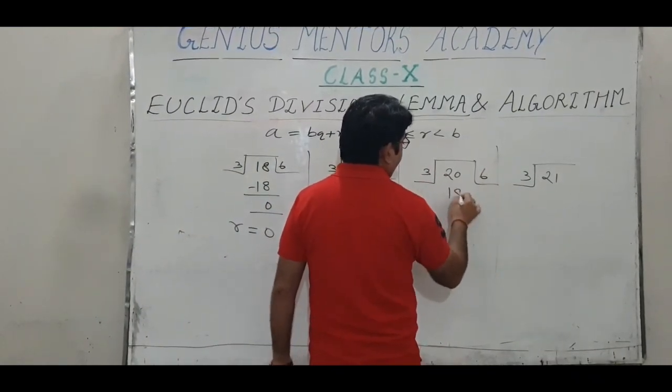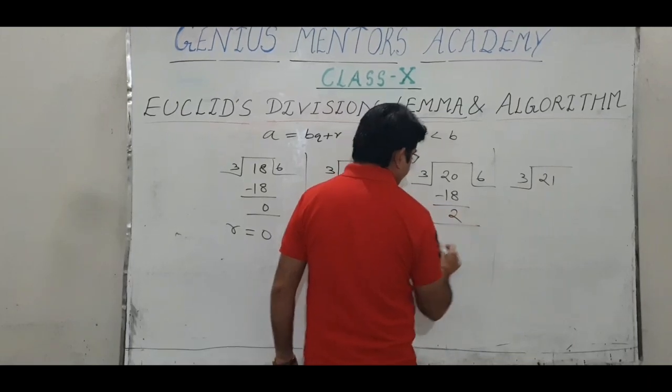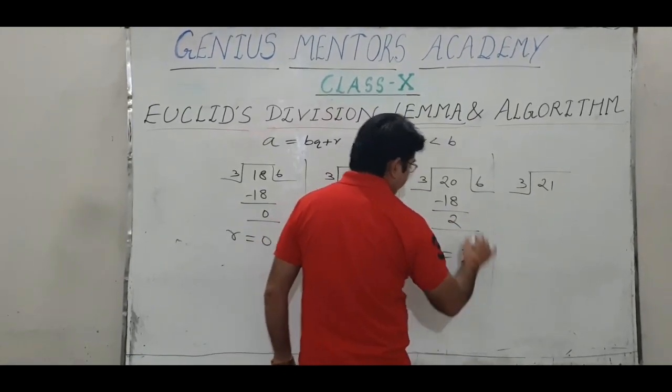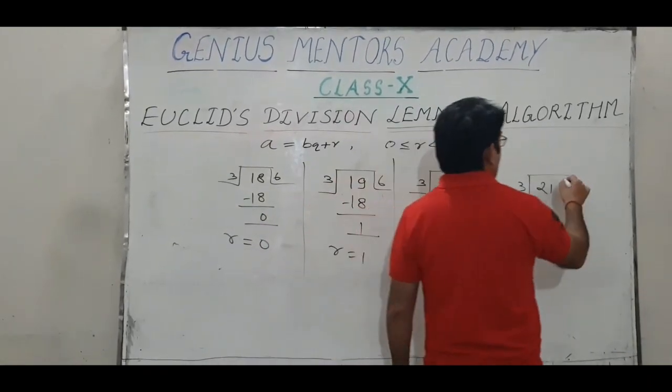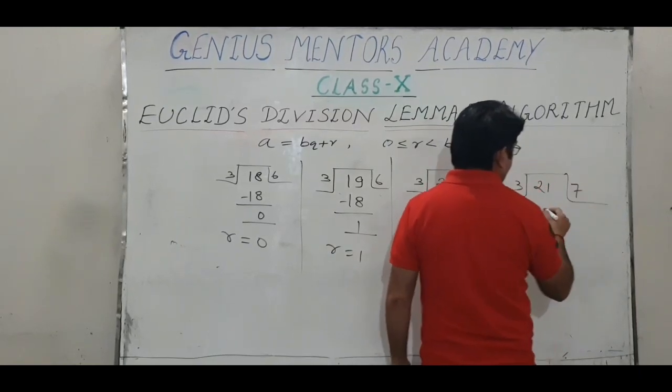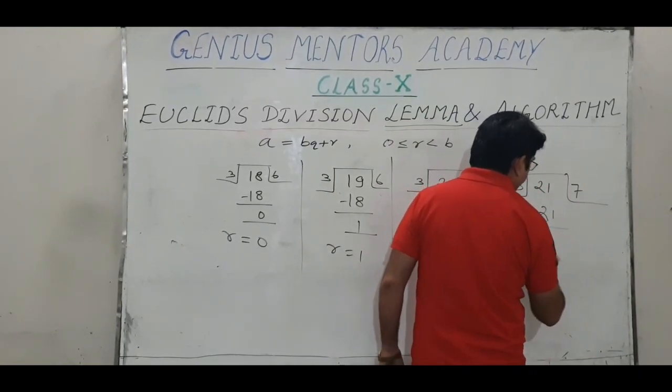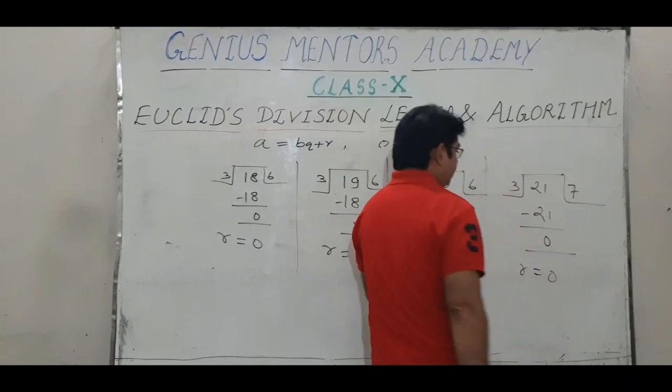3 6 18, here remainder is 2. 3 7 21, here remainder is 0.